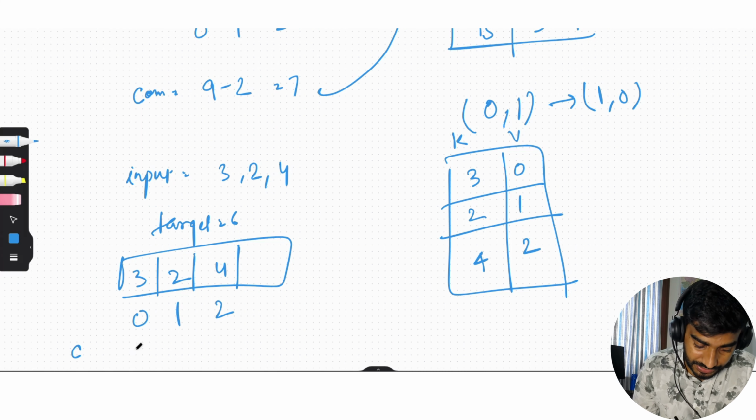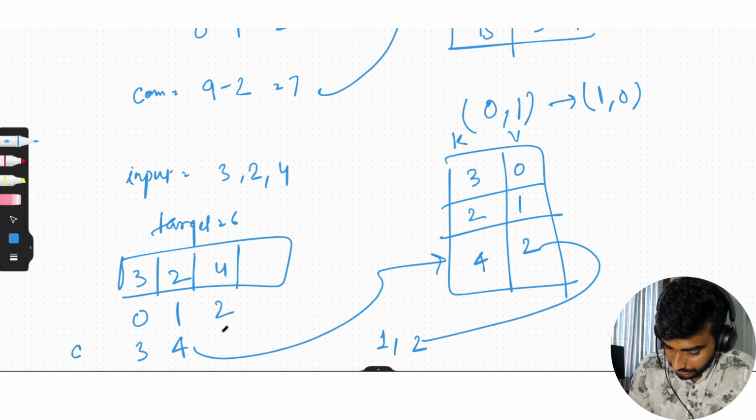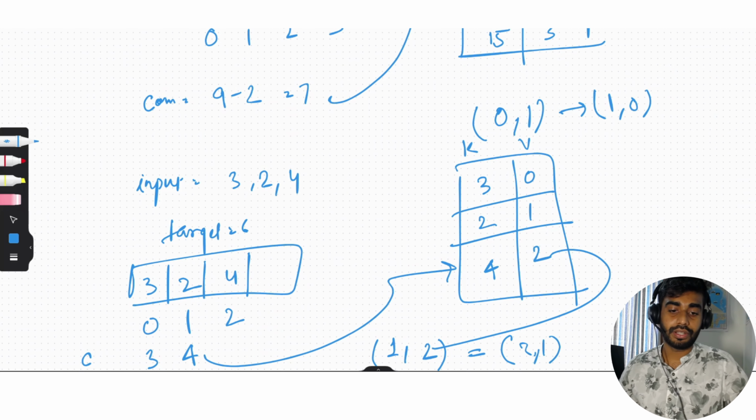Now when you are at 0, you have to calculate its complement, right? Complement will be 6 minus 3, that is 3. Is it available in the hash map? No. Then you went to 2. The complement for 2 is 6 minus 2, that is 4. Is it available in the hash map? Correct. So the output will be 1, 2, or 2, 1. I think it is clear now.